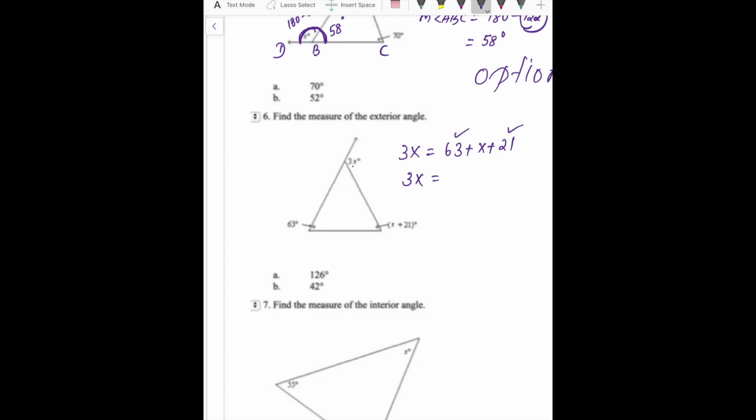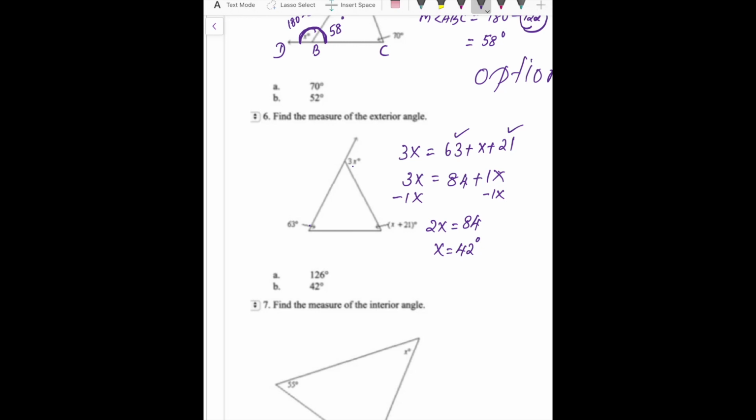solve the equation. So you can add the like terms, 63 plus 21, which is 84, plus 1x. X means 1x. Now you need to make all the x together. So subtract 1x from both sides. So 2x equal to 84. So x is equal to 42.